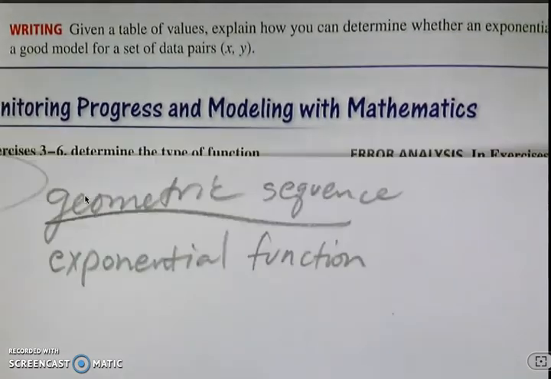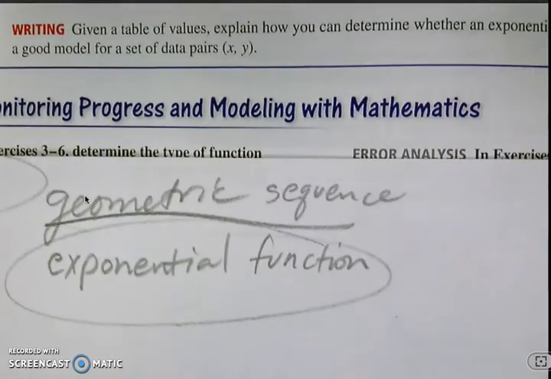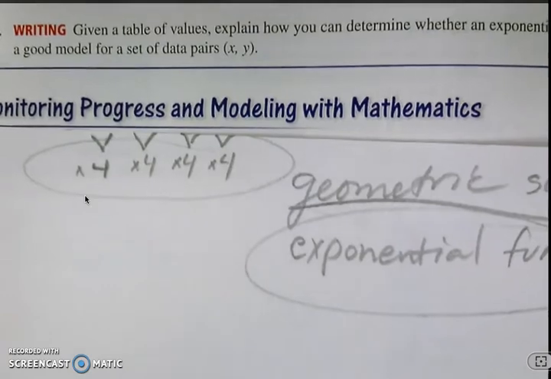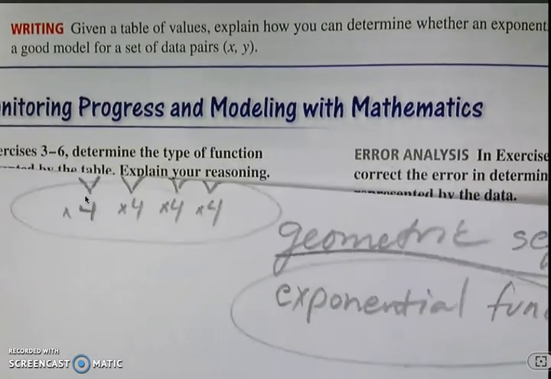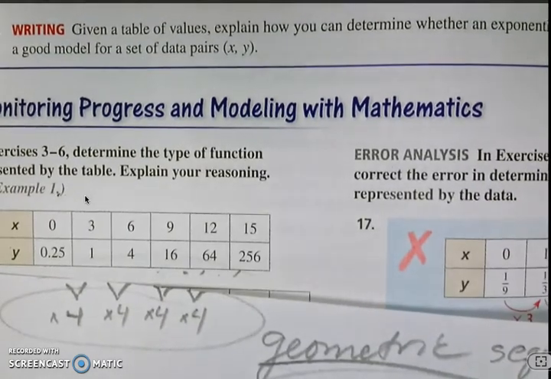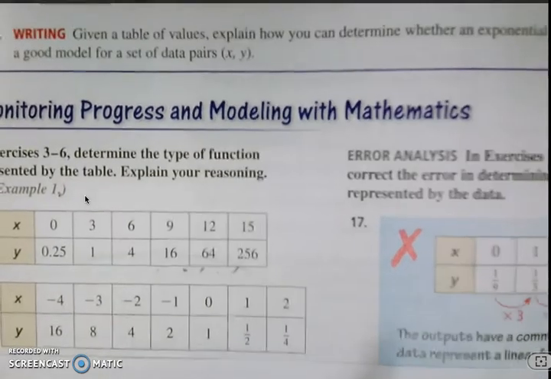What type of graph would you use? You would use an exponential graph or an exponential function. Okay, so that's that one. That's what you need to know. It's timesing, timesing, timesing. Let me give you a little bit of help on the next ones.